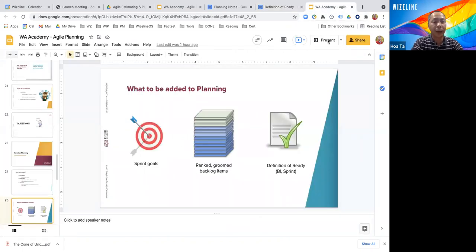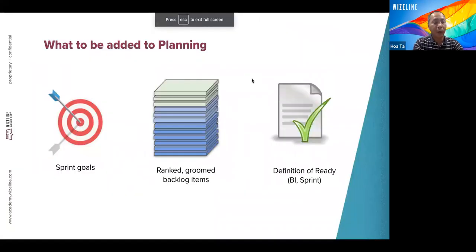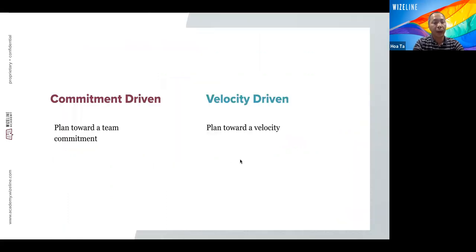And coming back to here, when we want to add something into the sprint, we need to have the sprint going. We need to understand that, and we need to have the ranking, groomed backlog items, and definition of ready. All right, so how do we do the sprint planning? Actually, there are two ways of doing the planning for the sprint. That is the commitment-driven and the velocity-driven.